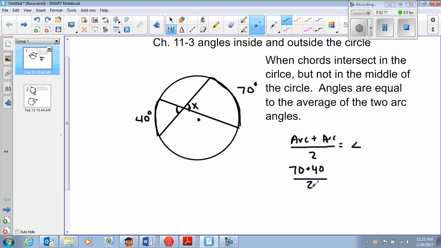70 plus 40 is 110. 110 divided by 2 gives me that the central angles, or no, I shouldn't call them central angles, the angles inside the circle there are going to equal 55. So x would equal 55 degrees. This would also equal 55 degrees, and notice how we could find this angle because these are supplementary angles. They're on a straight line, so we would just subtract from 180, and we could get that this angle right here was in fact 125 degrees. So you could find all 4 angles there. So that's how we do ones where chords intersect inside the circle.